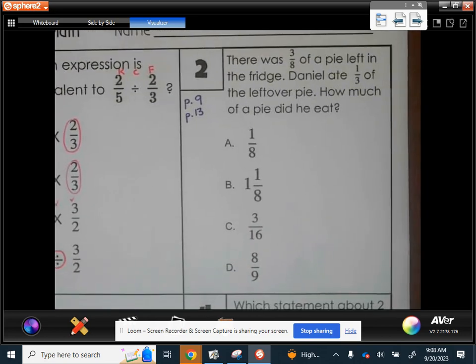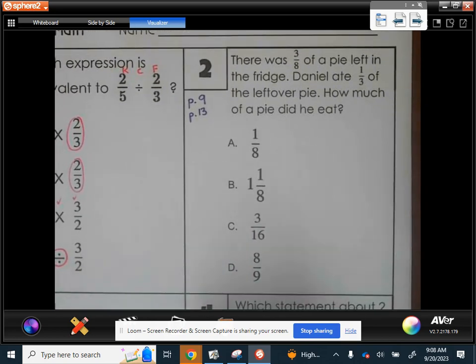Number two is a word problem. These are the ones we've been working so hard on. So I have two page numbers here. Page 13 is because remember on the left-hand side of page 13, we talk a lot about how to know if the problem is multiplying or dividing. So let's look at this problem.